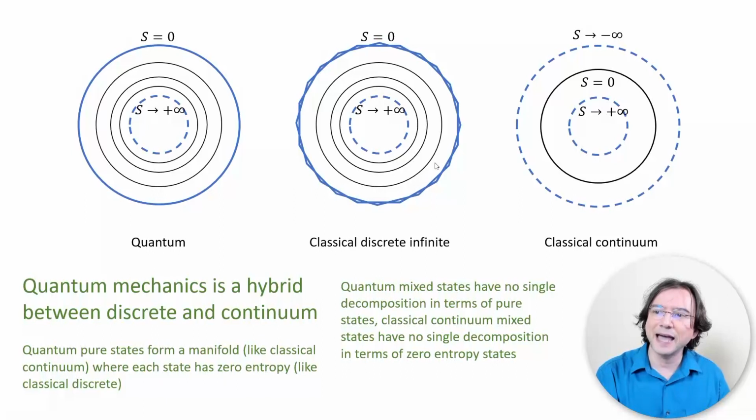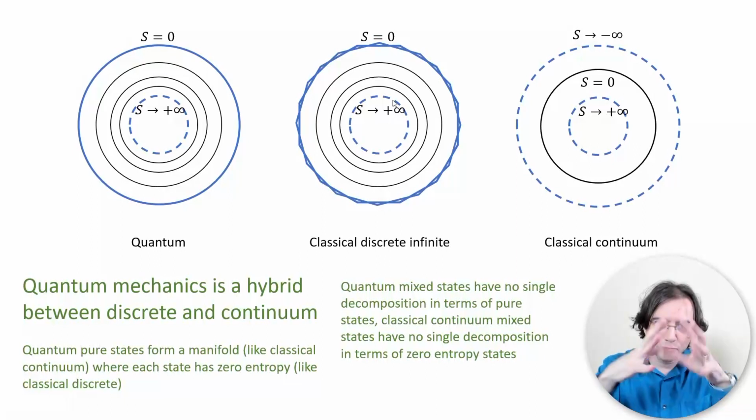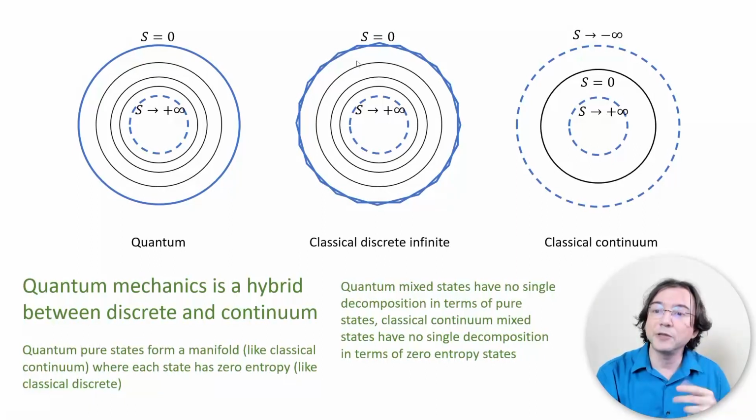In classical mechanics, the discrete version, each state has zero entropy, and of course we can go to infinity if we have an infinite number of states to create a distribution above. But as a difference from quantum mechanics, we cannot go continuously from one state to the other.